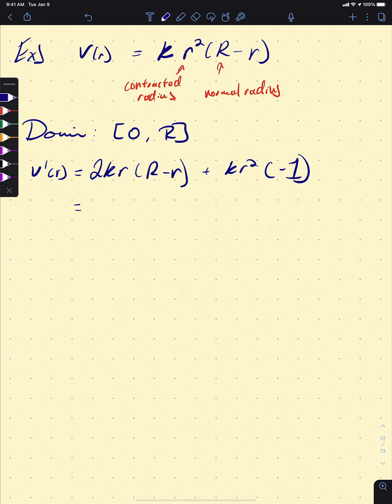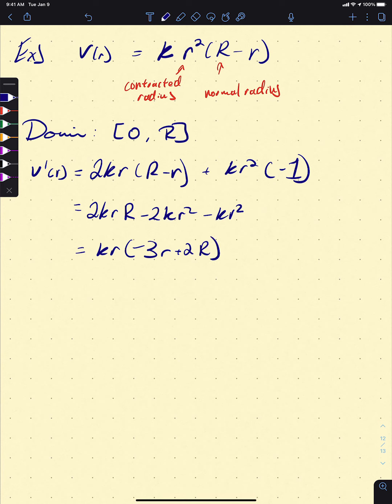And then if we distribute this, we're going to see 2kr big R minus 2kr squared minus kr squared. And then if we factor out a kr out of everything, we're going to see that this comes out to kr times minus 3r plus 2 big R. So then this is our derivative.